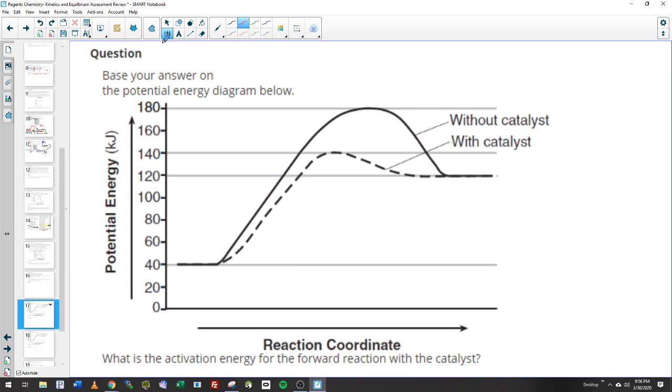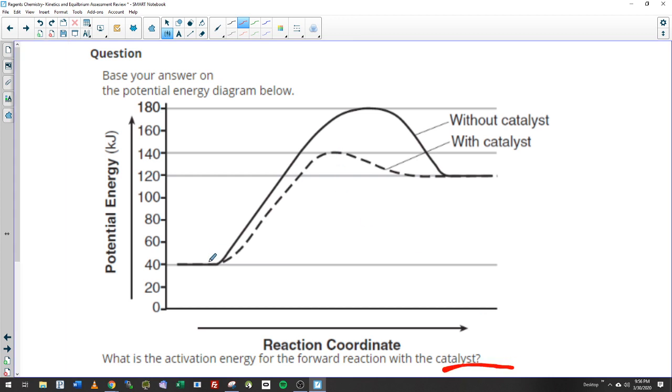Question 17. I need to activate. So I'm going to activate with the catalyst, which is the dotted line. The most popular wrong answer is 140. And I get it. I understand why people think this is 140. But you got to understand that you started at 40. The activation energy is how much energy it took for you to activate from the starting point. If you start at 40, you activate to 140. The right answer here should be 100.